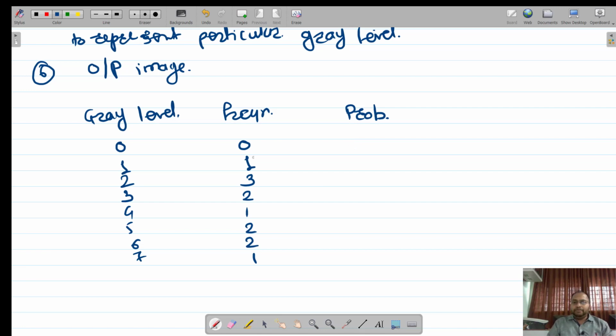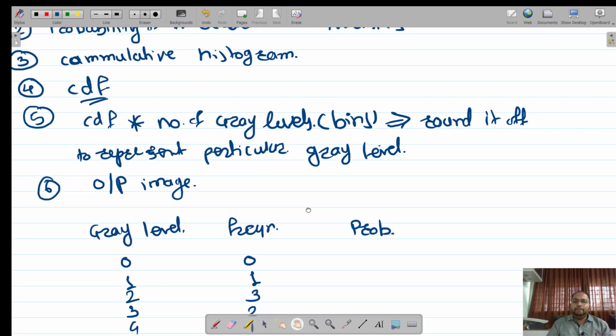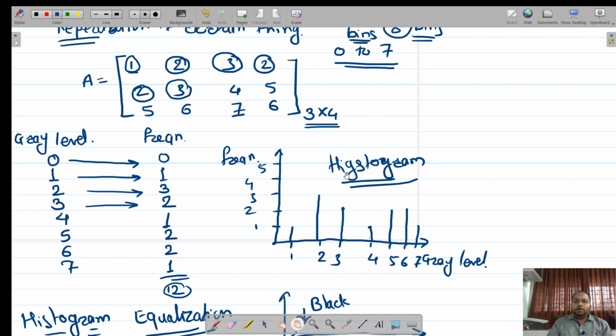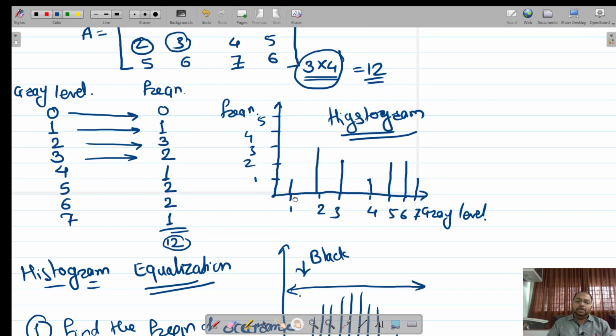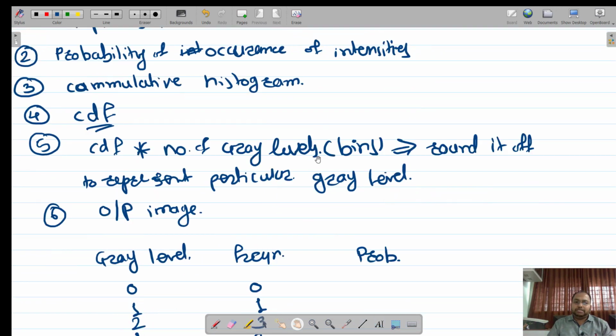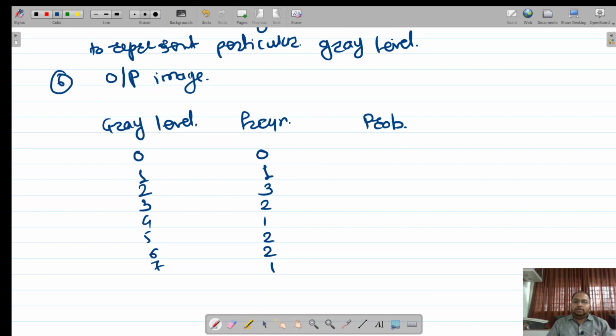So frequency. What is the exact total number of pixels? There are a total of 12 pixels, right? 3 into 4 is nothing but 12 pixels. Total 12 pixels are there in that particular image. So we are going to find out the probability of occurrence of that particular frequency. So this probability is going to become 0 divided by 12, which is 0.